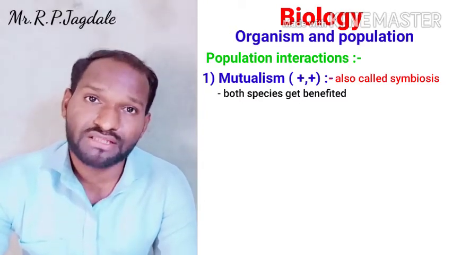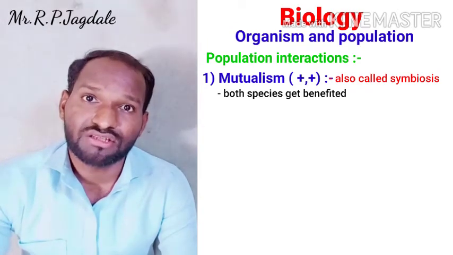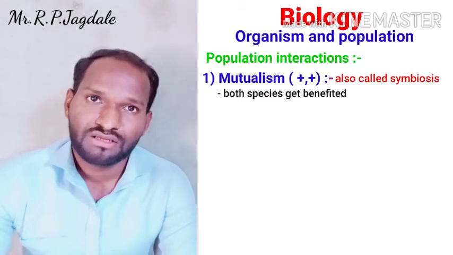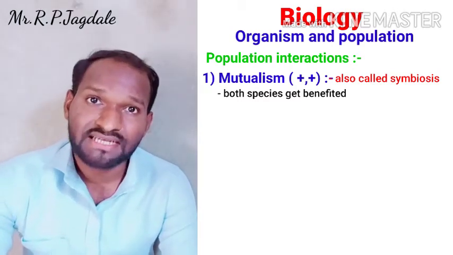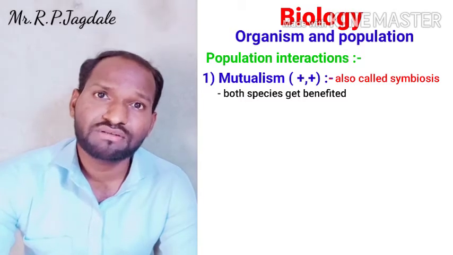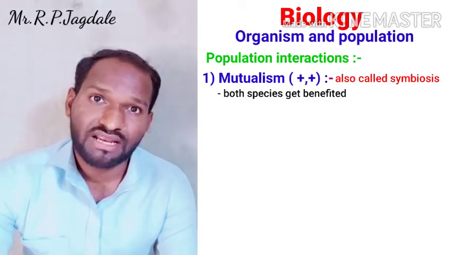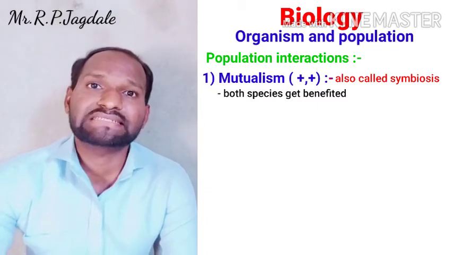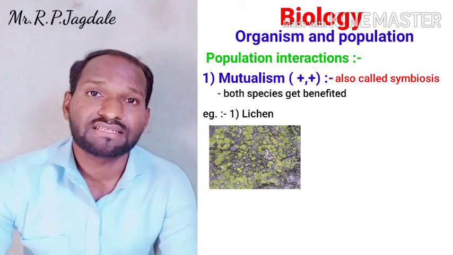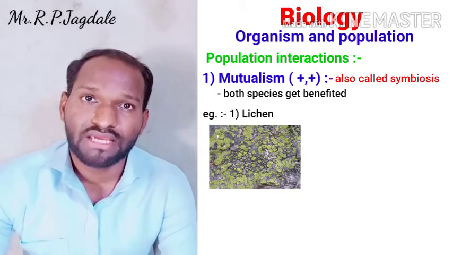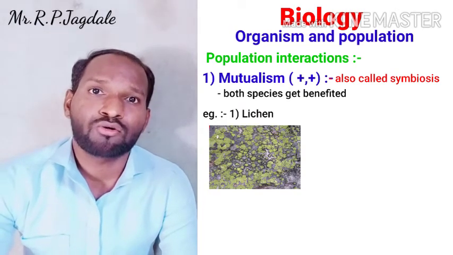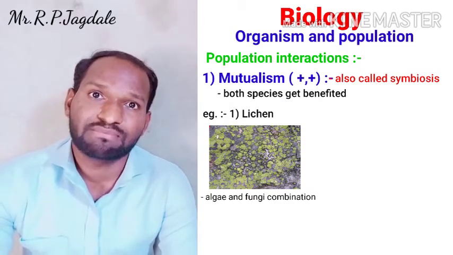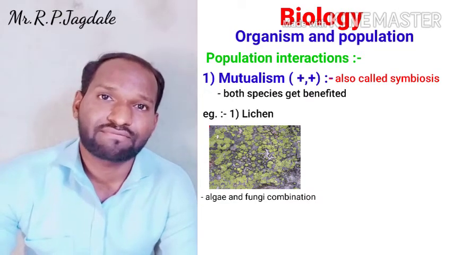They are living together so that they benefit each other, and it is called symbiosis or mutualism. We generally say that mutual understanding may be there, meaning to communicate with each other, and both are beneficial to each other. The best example for mutualism is lichens. Lichens are a combination of algae and fungi. Algae is the plant and fungi is a saprophyte.